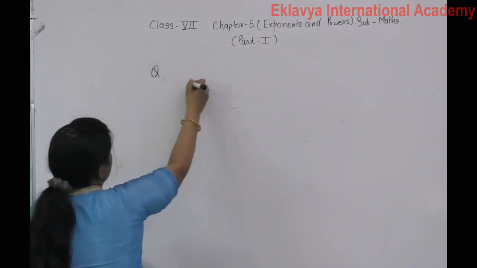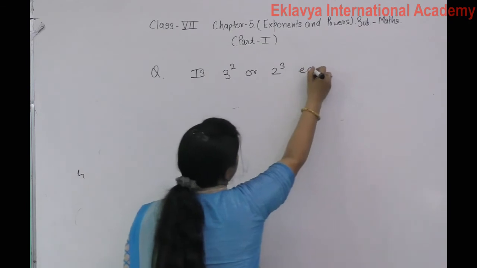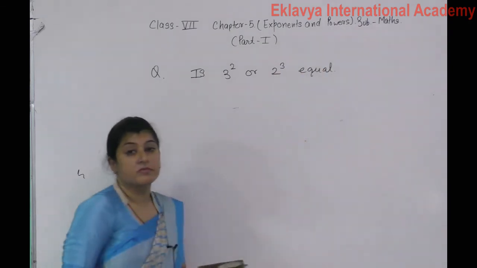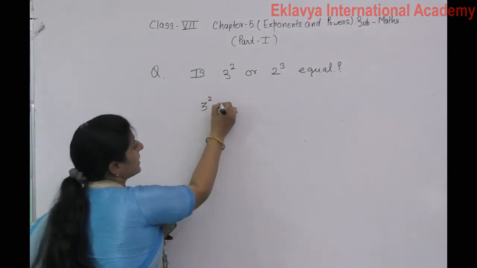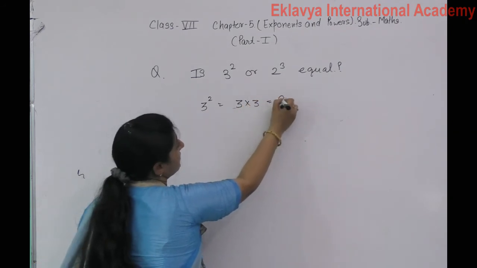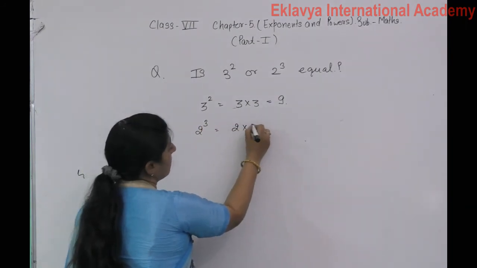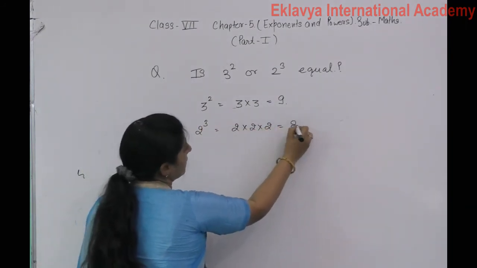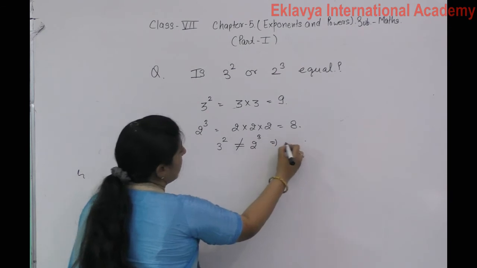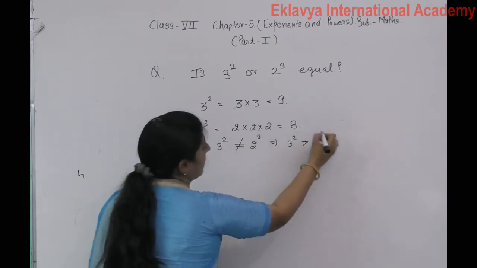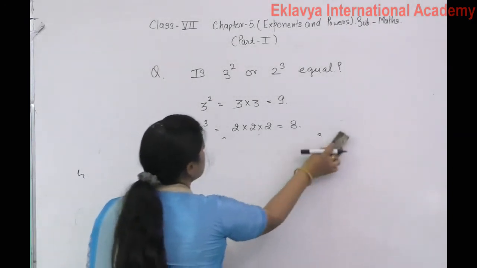Now see the next example. Your question is: are 3 power 2 and 2 power 3 equal? Check it. 3 power 2 means 3 multiplied by 3, that is equal to 9. 2 power 3 is 2 multiplied by 2 multiplied by 2, equal to 8. It means 3 power 2 does not equal 2 power 3. It is greater than 2 power 3.